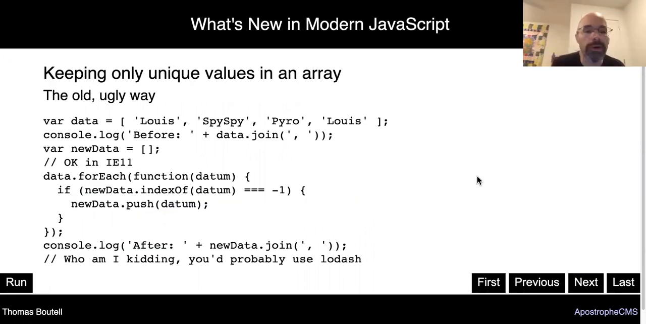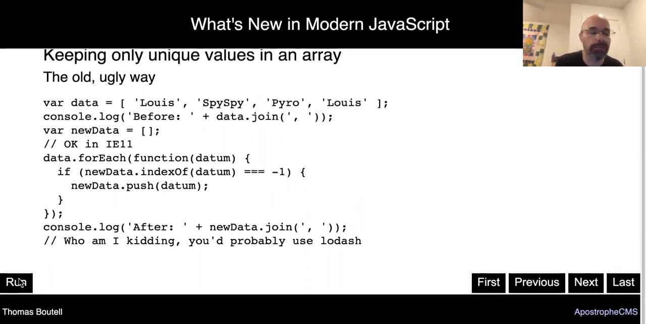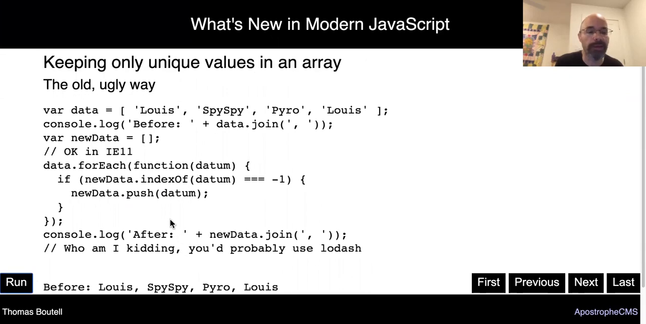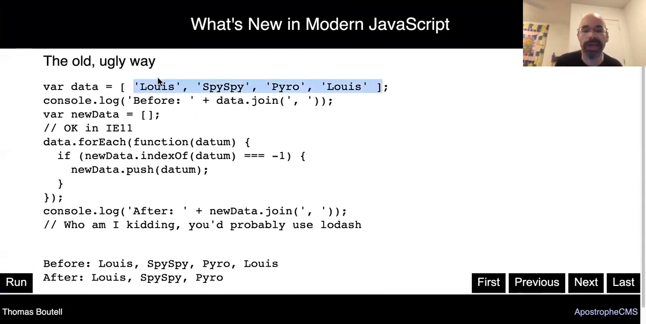Cool. So let's talk about keeping only the unique values in an array. I threw this slide in today too, because I used to do this a lot. This will take my array, which has an extra Louis, and it will join that array to show you all of them. Then I iterate over it, and I want to keep only the unique ones and not keep any duplicates. So for each one, I use indexOf to find out if it's already in the array. And if it isn't, I push it onto new data.